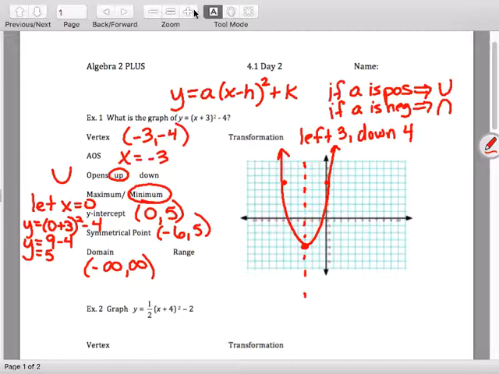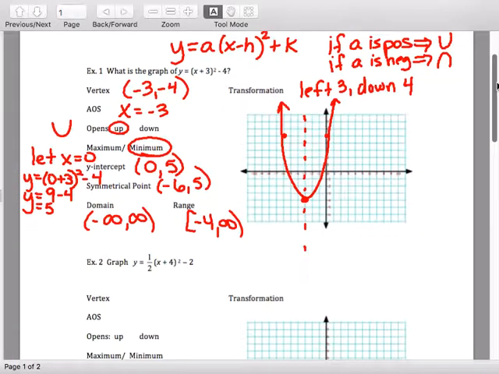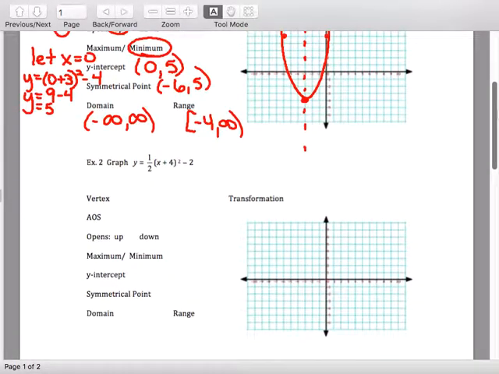And then, Chris, can you help me out? What would the range be? Start with the lowest y value that you see here. -4. There you go. -4 to infinity. All right, let's try example 2 together. So example 2 says graph y equals 1/2 the quantity x plus 4 squared minus 2.